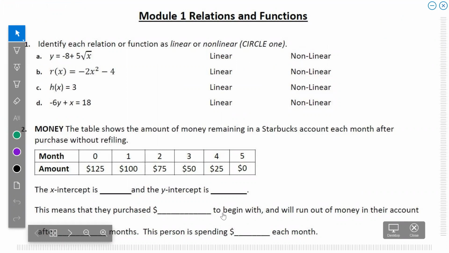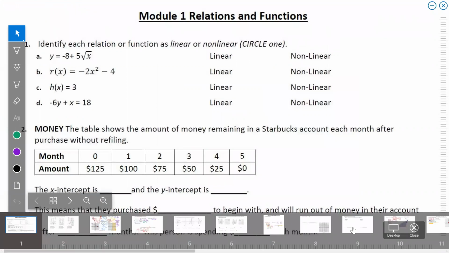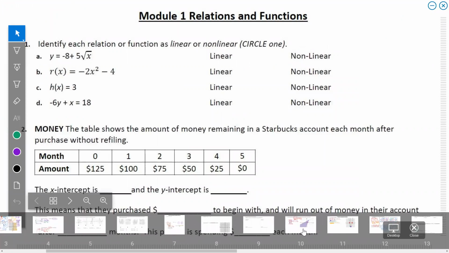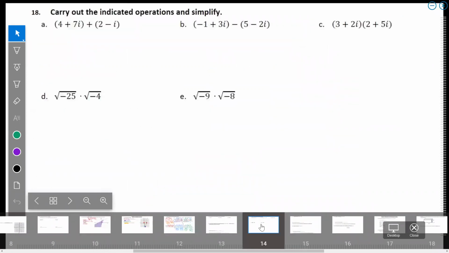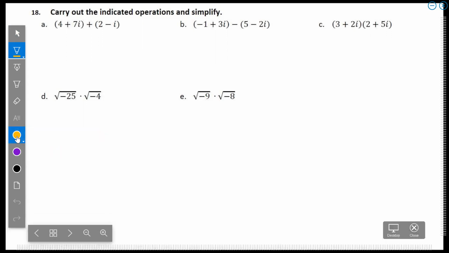All right, 18. Just a little bit too far. Okay. Let's go ahead and do the whole problem, but we'll focus on D and E at the end. So on part A, what are they asking us to do with these two complex numbers? They're asking us to add them.